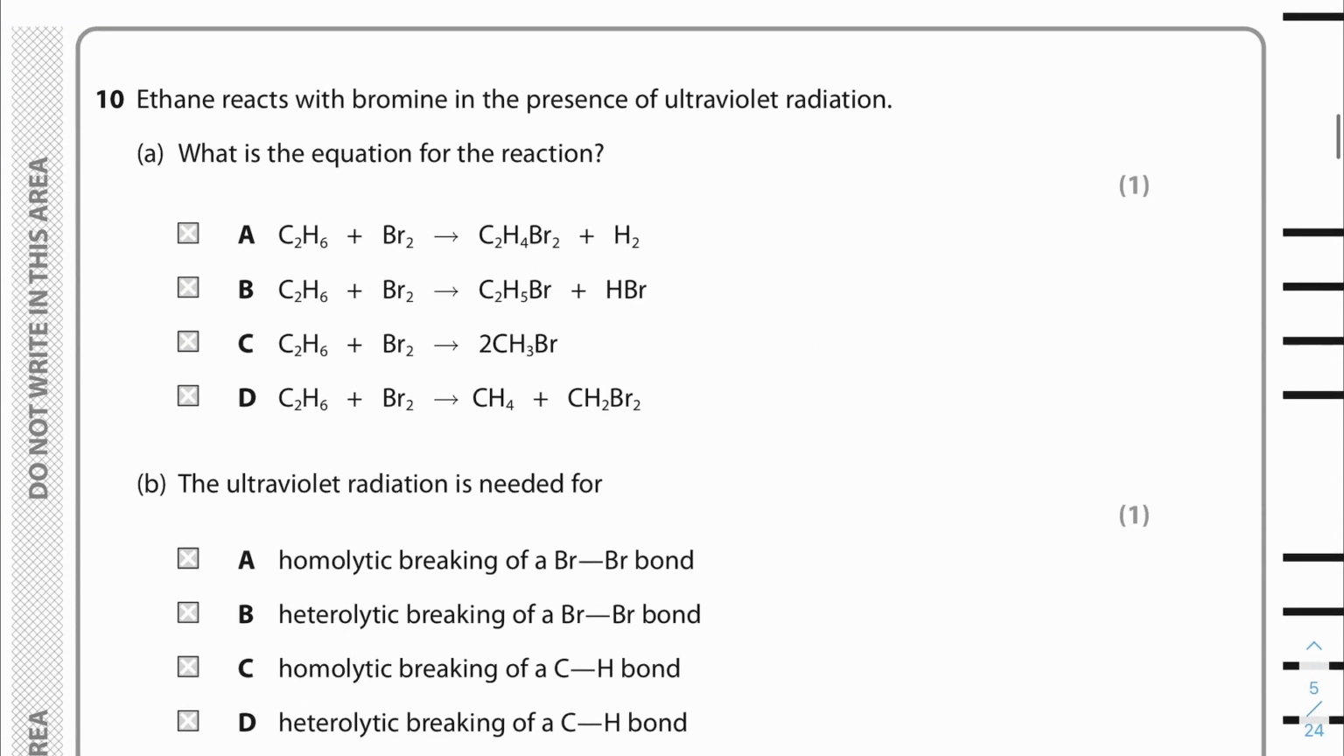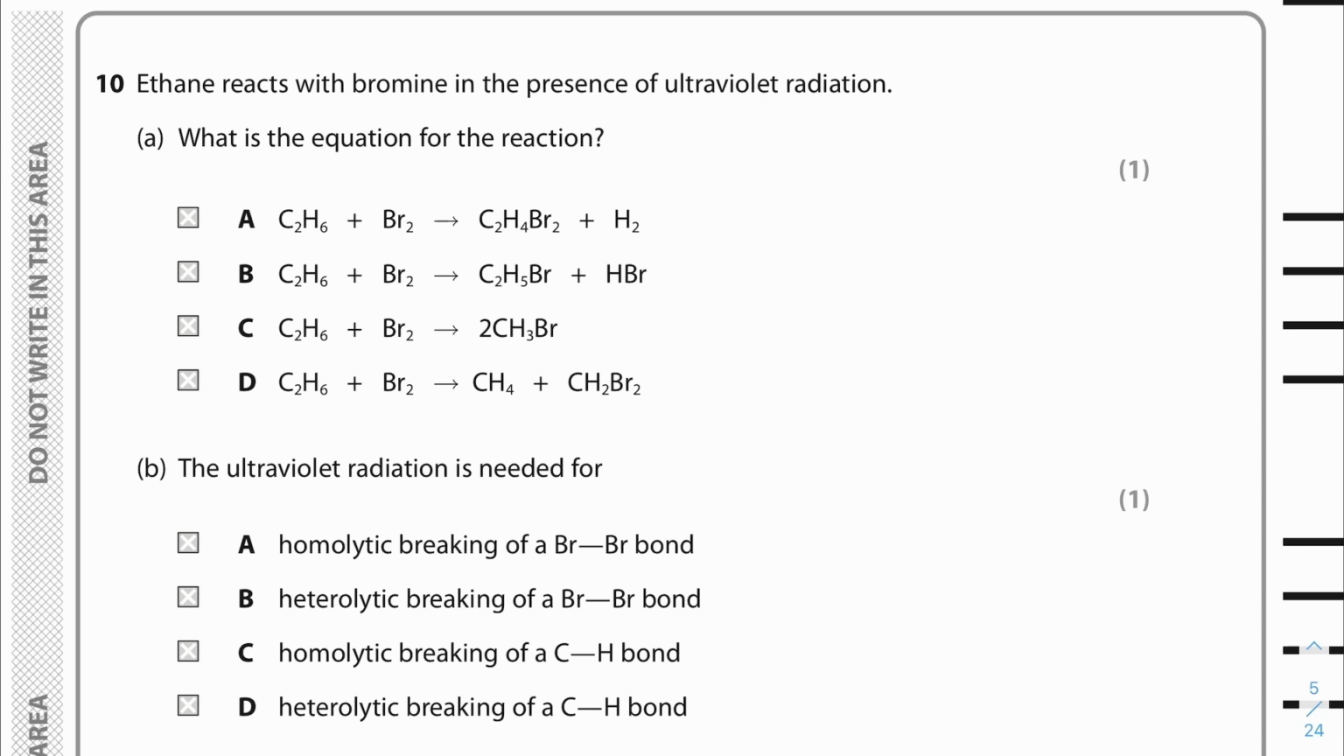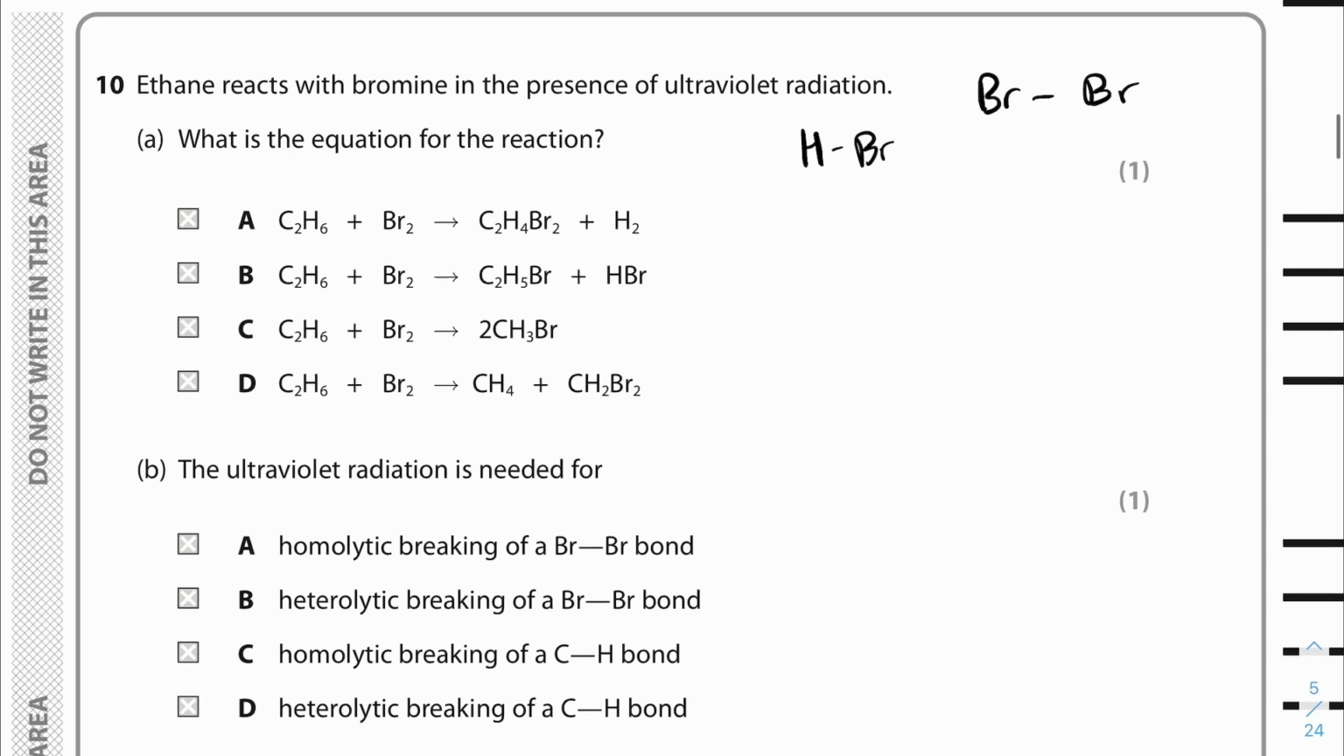Question number 10A. Ethane reacts with bromine in the presence of UV radiation, or ultraviolet radiation. What is the equation for this reaction? If you recall correctly, we always get HBr in this reaction. Why? Because Br to Br breaks homolytically. So what happens is homolytically to get... no, not homolytically, sorry.